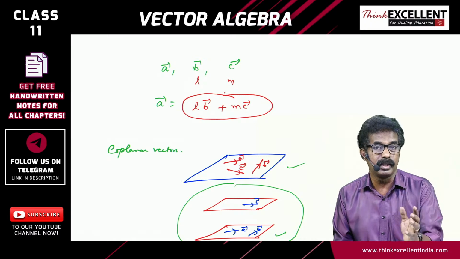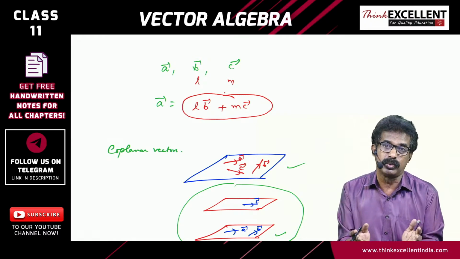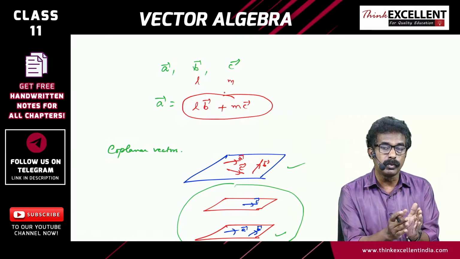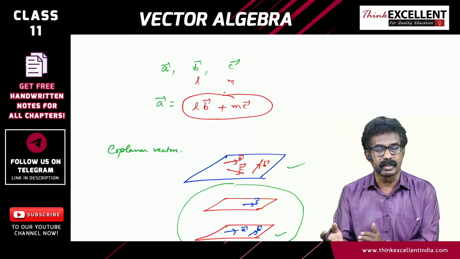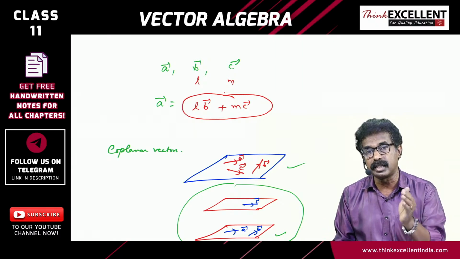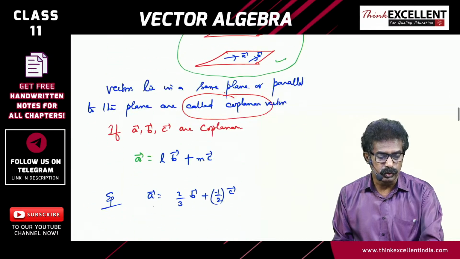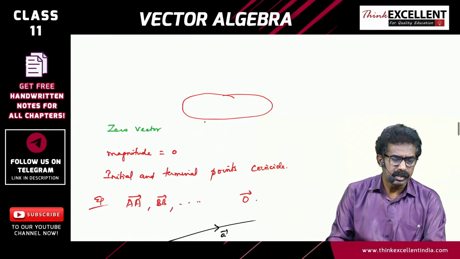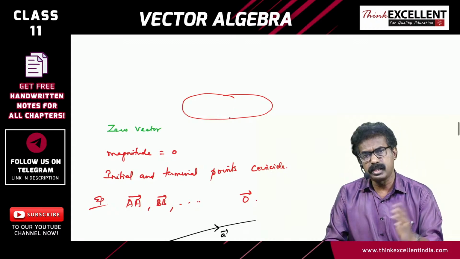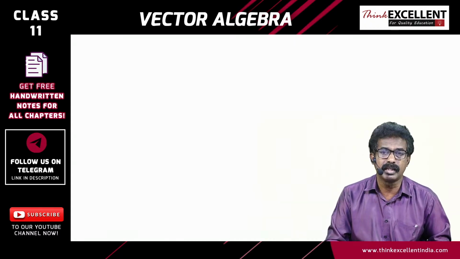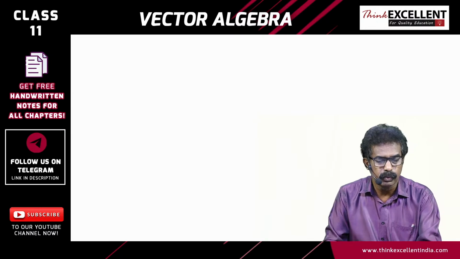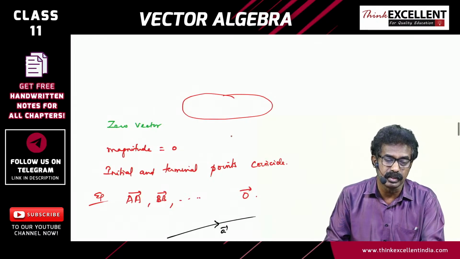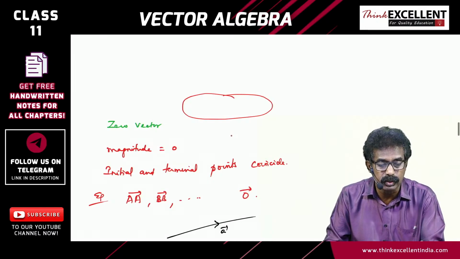Okay, so collinear and coplanar, sums will be easy. Collinear means one vector is a scalar multiple of another vector. Coplanar means one vector is a linear combination of the other 2 vectors. Okay, that is coplanar. Now listen, different types of vectors. Zero vector. What is a zero vector? If the magnitude is 0, we call it what? Zero vector. If the magnitude of a vector is 0, then that vector we call a zero vector.